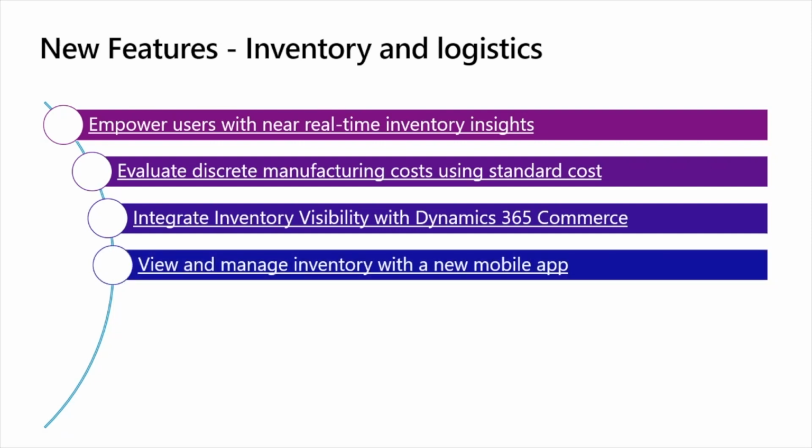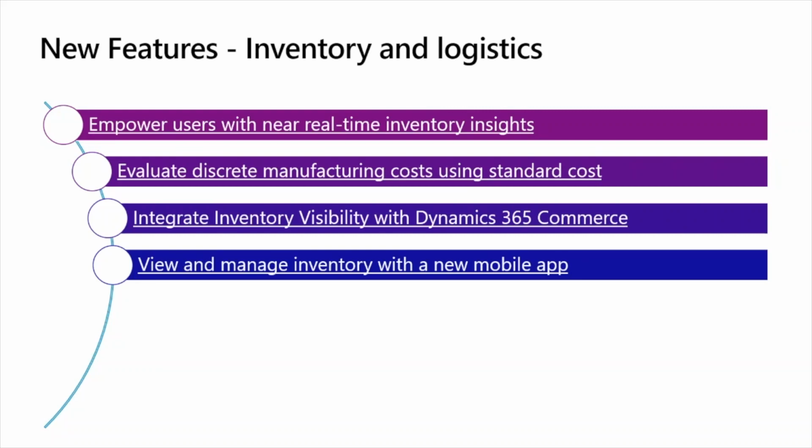Next one is view and manage inventory with a new mobile app. This is a new mobile app that will be available for managing inventory in Dynamics 365 supply chain management. It can check on-hand stock, item availability, and batch details across legal entities and locations. This mobile app is going to replace the deprecated inventory on-hand mobile workspace. This app now provides real-time inventory details across locations and can help simplify inventory management tasks and improve the productivity of the store and the field workers. Please note that this mobile app is separate from the inventory visibility Power App.